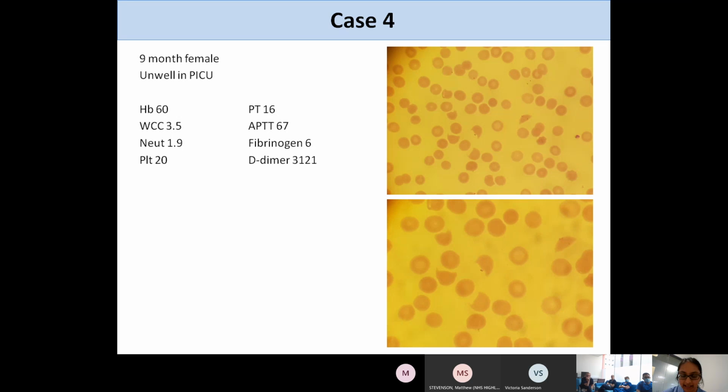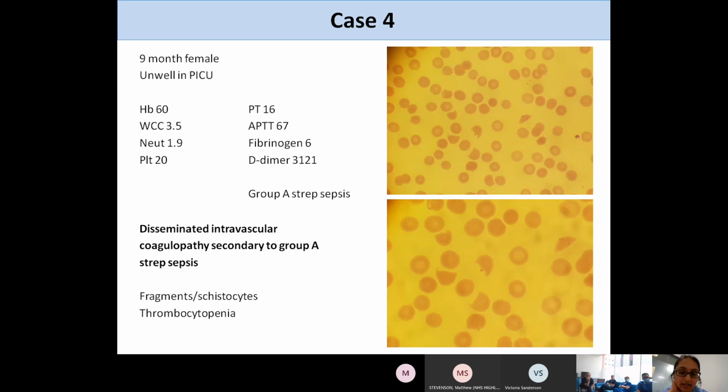She had an abnormal clotting and a very high D dimer. And it turned out that she also had group A strep sepsis. So this girl had disseminated intravascular coagulopathy secondary to group A strep sepsis. And the things that we can see on this blood film are red cell fragmentation. And what you don't see is any platelets. So in this sort of a field, I'd expect to see about 3 or 4 little platelets, those small purple dots that we saw on a normal blood film, but she doesn't really have any. So she had a genuine thrombocytopenia.